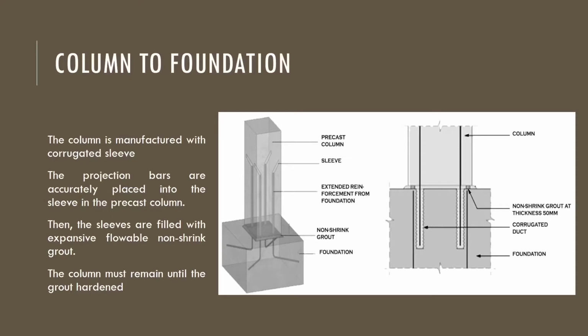The connection between precast concrete column to foundation. The column is manufactured with corrugated sleeve. The projection bars are accurately placed into the sleeve in the precast column. Then the sleeves are filled with expansive flowable non-shrink grout. The column must remain supported until the grout hardens.